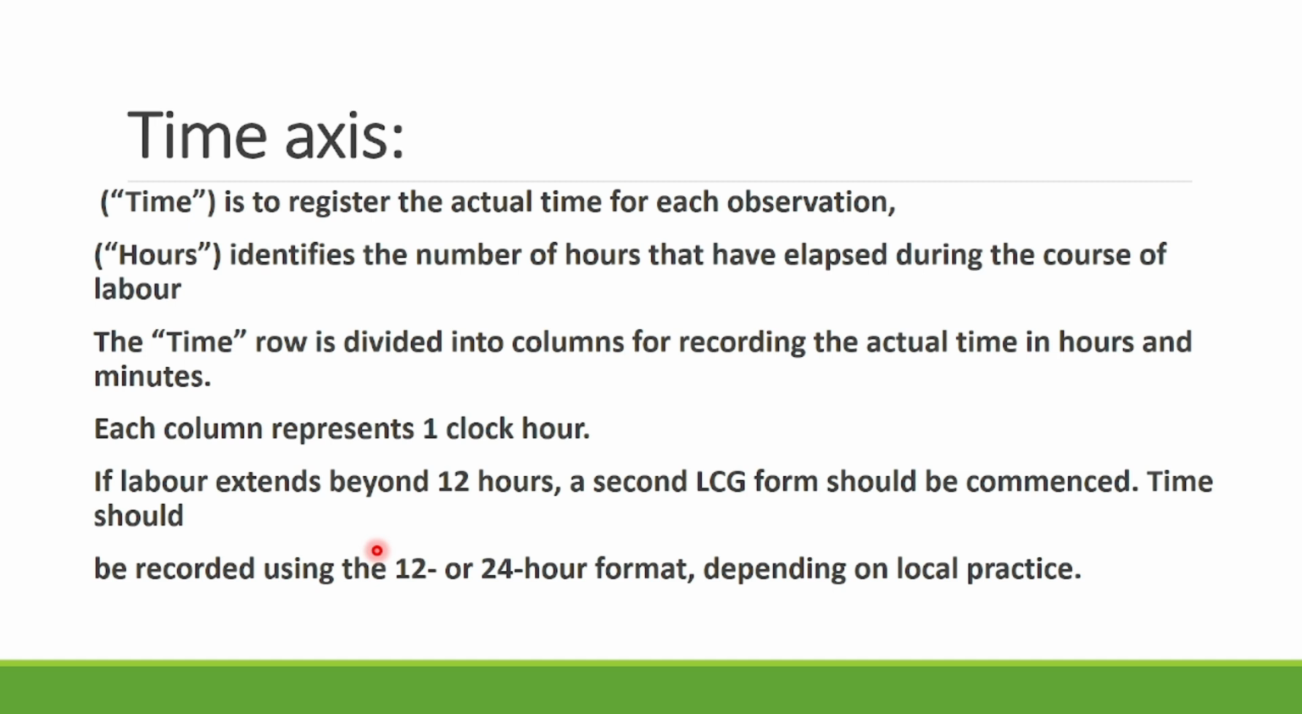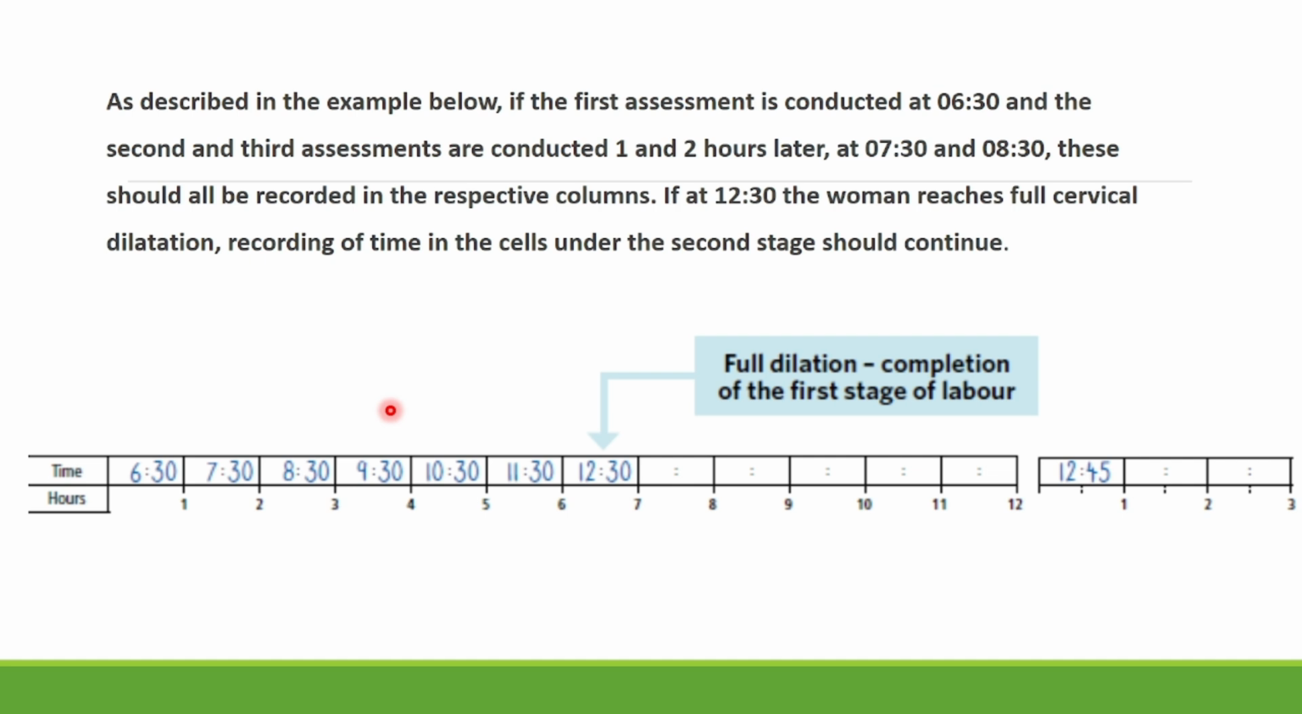Define first the time in local time and the hours since the time of admission. Each column is 1 hour, whether 12 hours or 24 hours can be applied. Okay, here let's take this example. Our patient was admitted at 6:30. This is time, and this is the first hour. Then 7:30, then 8:30, and so on.